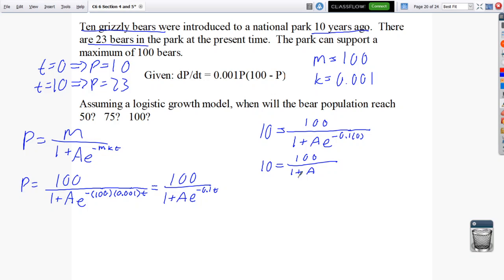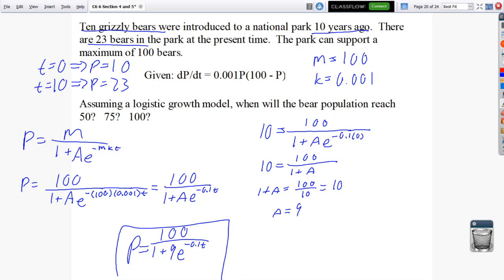Solving this, let's see, cross multiply. So I'm going to have 1 plus a is equal to 100 over 10, also known as just 10. So now I get a is equal to 9. And my particular solution, not my general solution, is going to be P is equal to 100 over 1 plus 9 e to the negative 0.1 t. There's my particular solution. Woohoo!